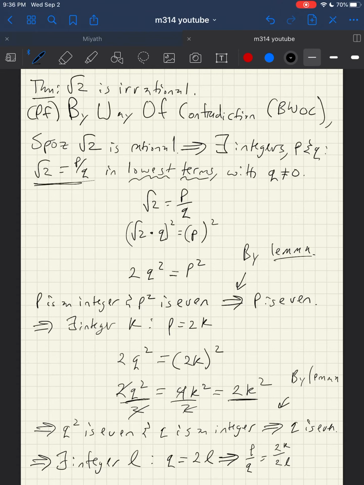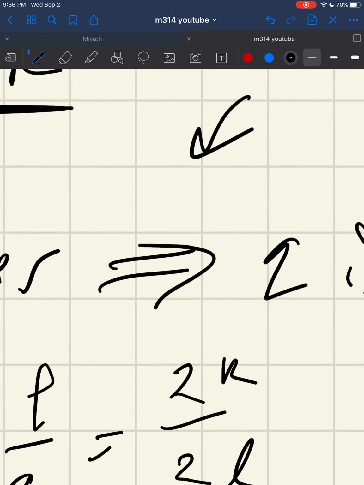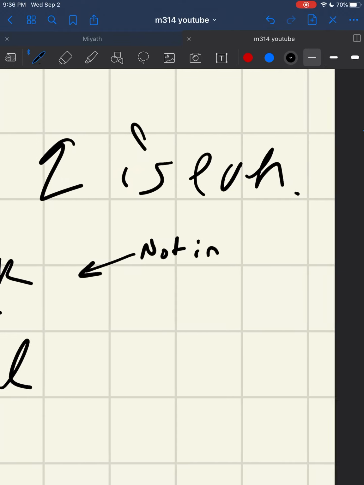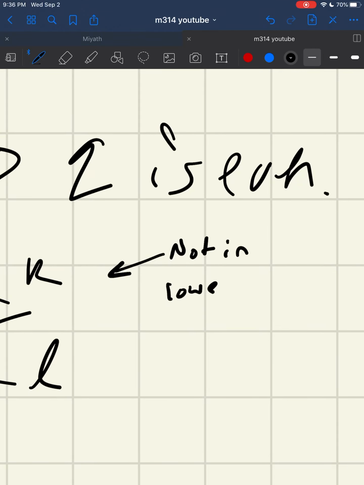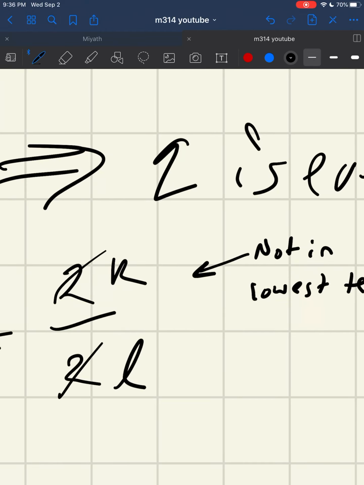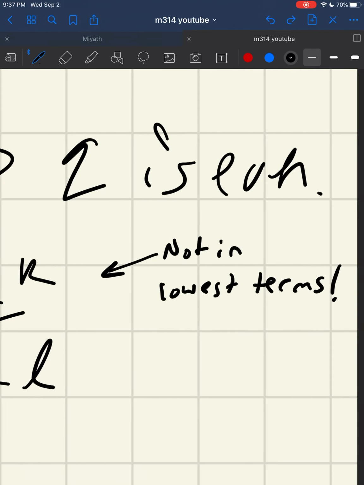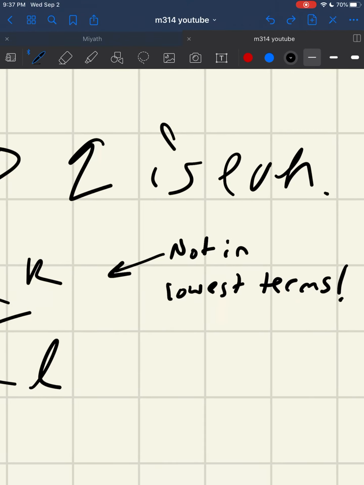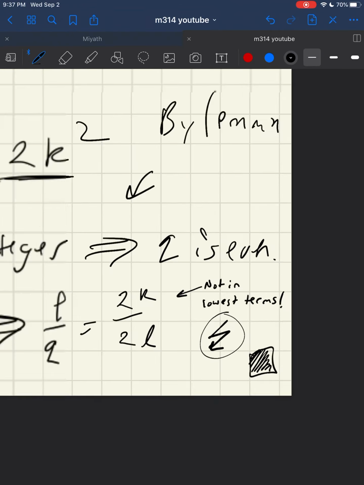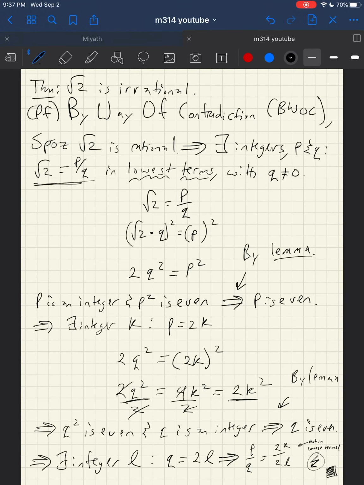Zoom in here for a sec, or not, I guess my iPad doesn't want to zoom. This is not in lowest terms. And we assumed that it would be in lowest terms, right? If I can cancel something off the top and the bottom, that means it's not in lowest terms. And so that means there's a contradiction. And when I see a contradiction, I make this little symbol. And then I color in my box. Okay, that little symbol, it just means contradiction.